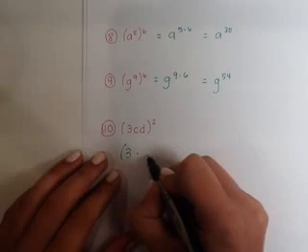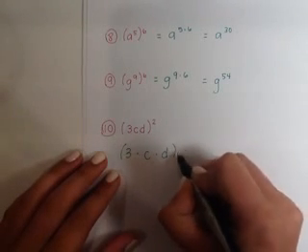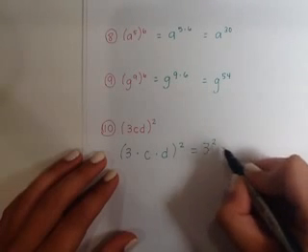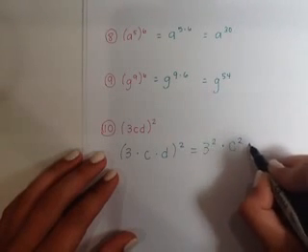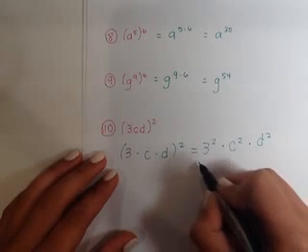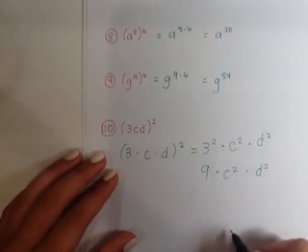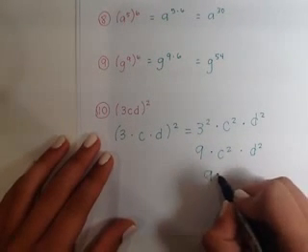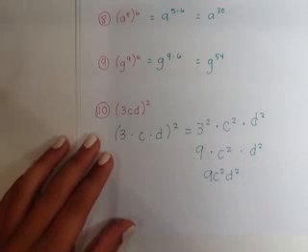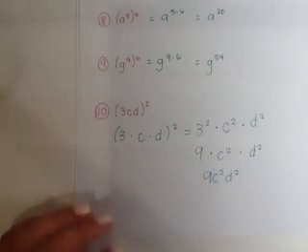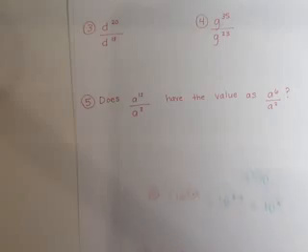I think 3 times c times d squared. Every single thing inside of here will be squared. So this 3 will be squared, c will be squared, and d will be squared. This simplifies to 9, c squared, d squared. So if you have more than one thing in the parentheses, it will all be raised to the power on the outside. So that covers 3.3. Moving on to 3.4.